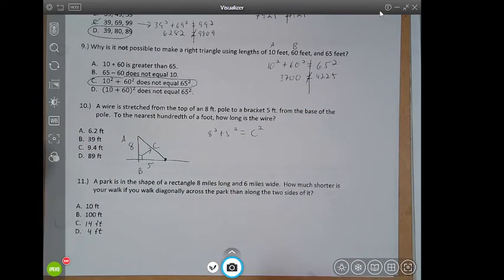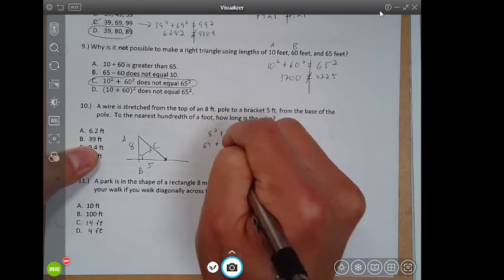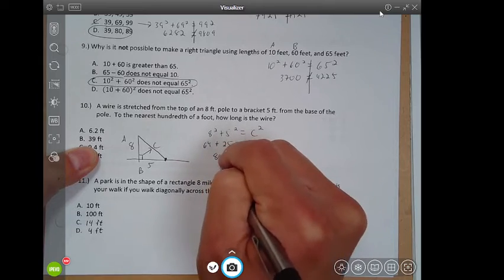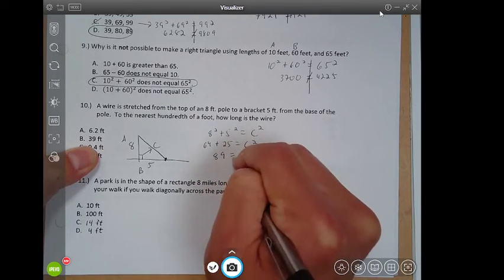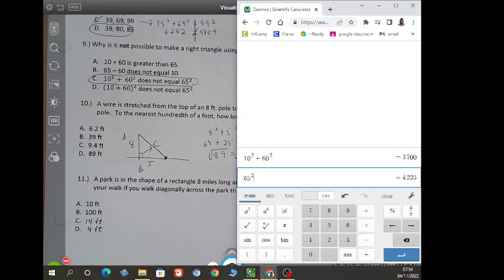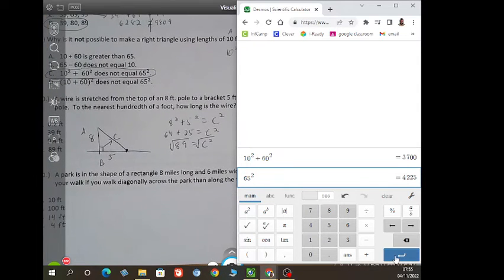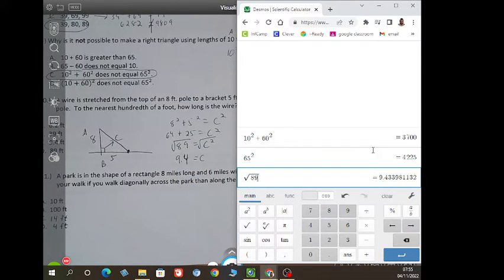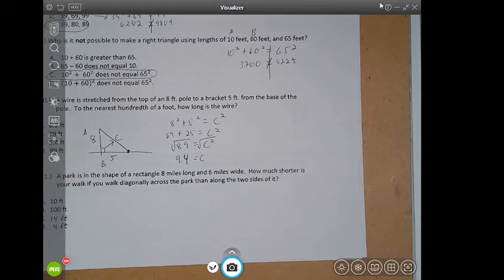8 squared is 64 plus 5 squared is 25 equals C squared. I add those up, I get 89 equals C squared, and then the last step is to take the square root. The square root of 89 gives me 9.4. So C equals 9.4. And there is the option right there, option C.